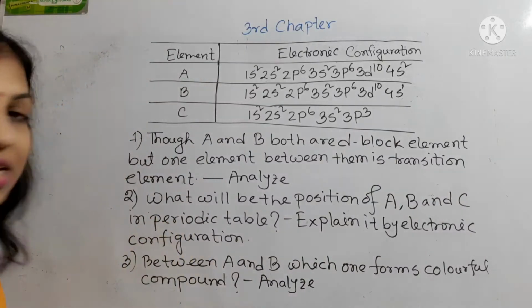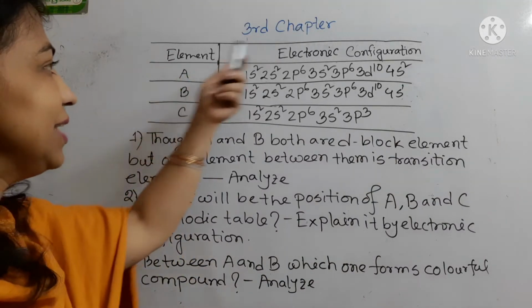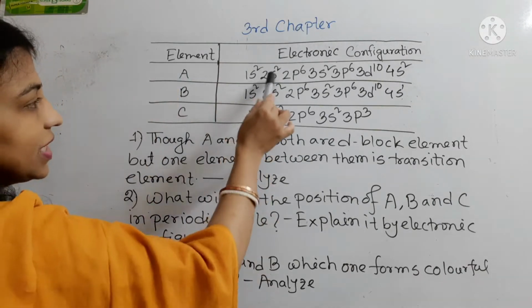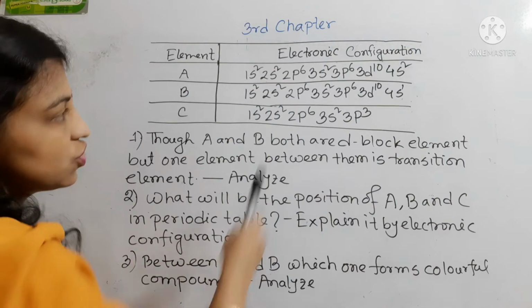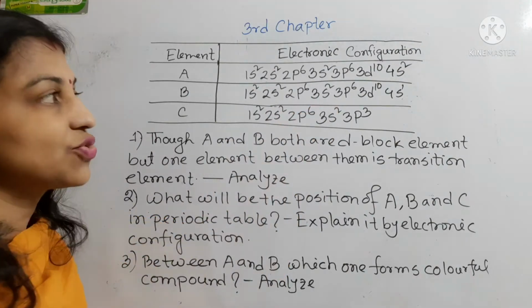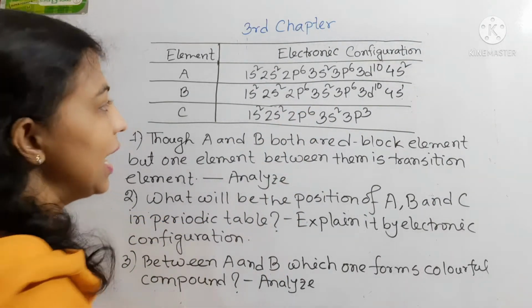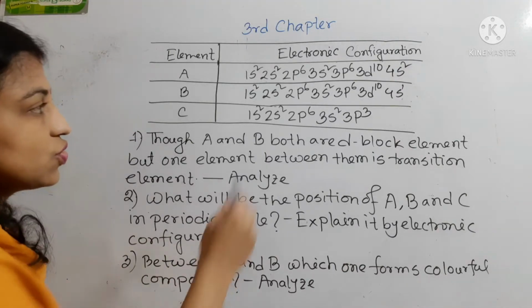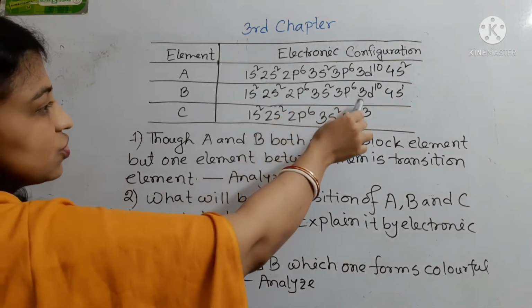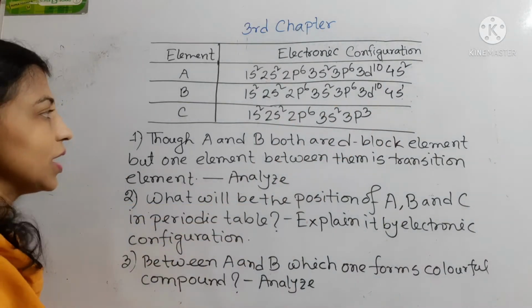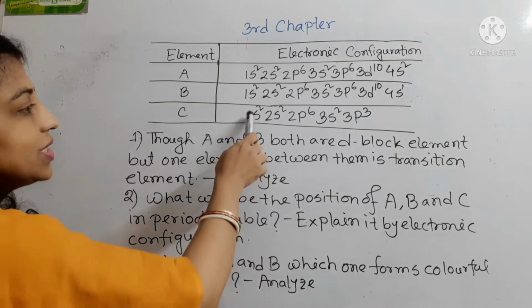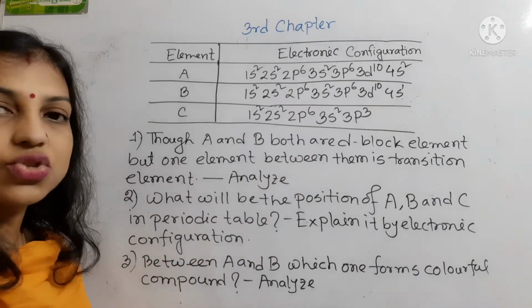Students, this is our creative question. Here it is giving elements and electronic configurations. Element A: 1s2, 2s2, 2p6, 3s2, 3p6, 3d10, 4s2. Element B: 1s2, 2s2, 2p6, 3s2, 3p6, 3d10, 4s1. And element C: 1s2, 2s2, 2p6, 3s2, 3p2.